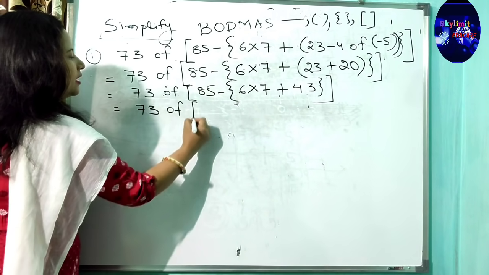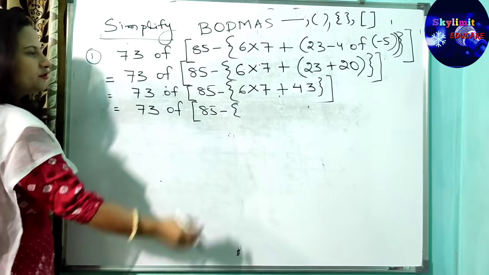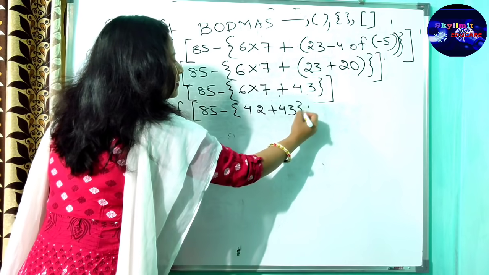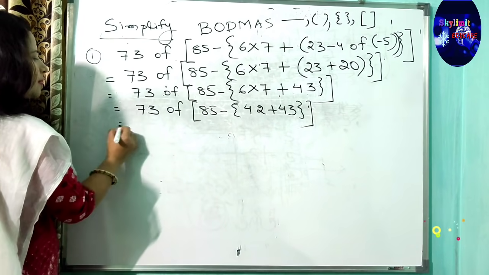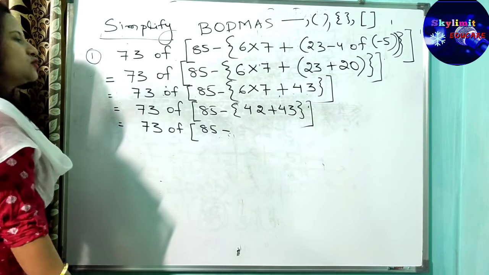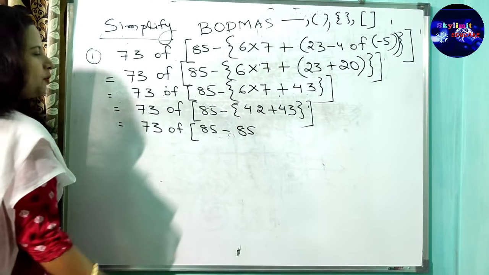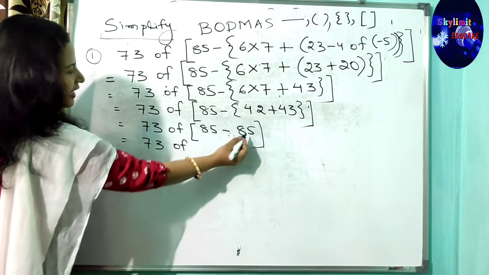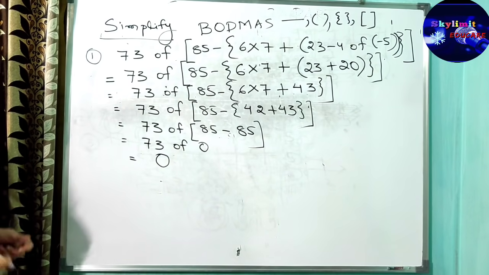73 of 85 minus, inside the bracket you have multiplication as well as addition. So first solve the multiplication. 6 7s are 42 plus 43. Clear? Right? Now you add these two. Solve the curly bracket. 73 of 85 minus, so 42 plus 43 is 85. It's a positive 85. So simply open the bracket now. Clear? Now you have 73 of 85 minus 85 is obviously 0, and 73 multiplied to 0 will give us a 0, right?